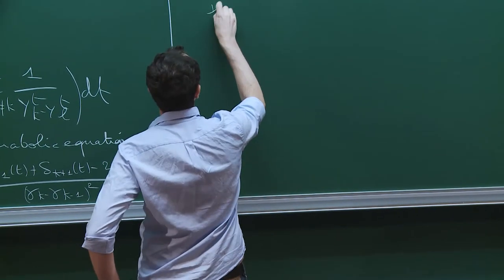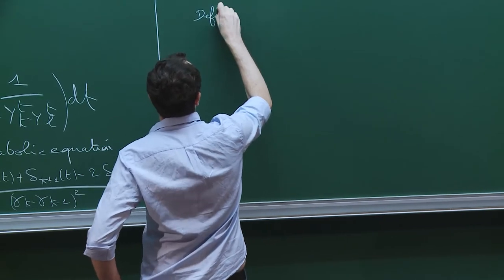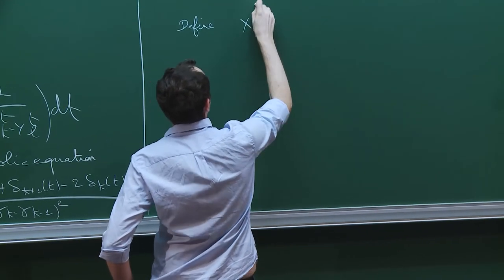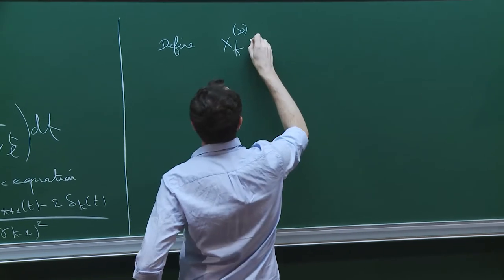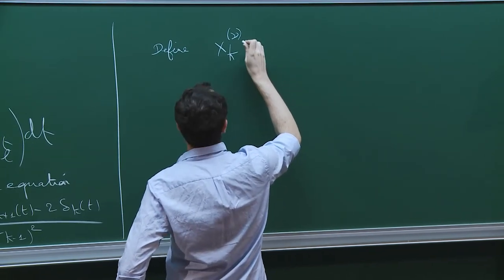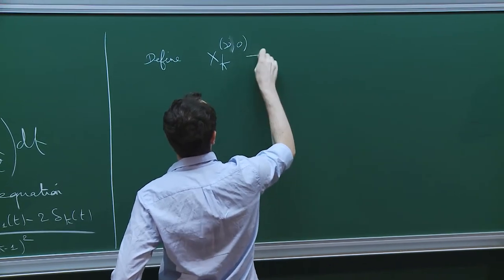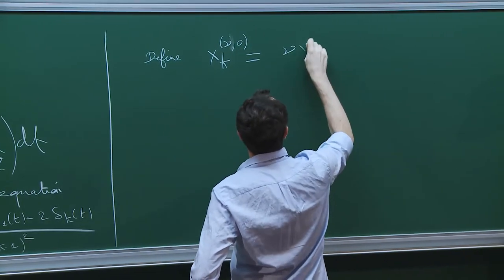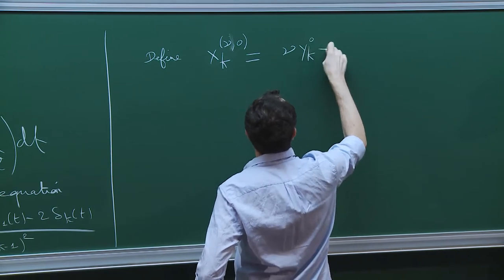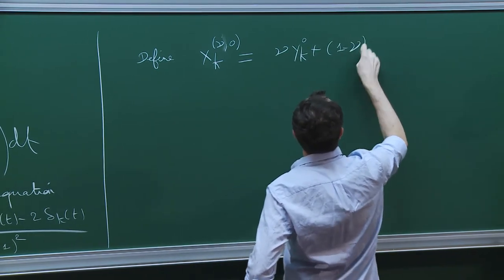Now define sk nu at time 0. It's nu at time 0 to be nu yk plus 1 minus nu xk.